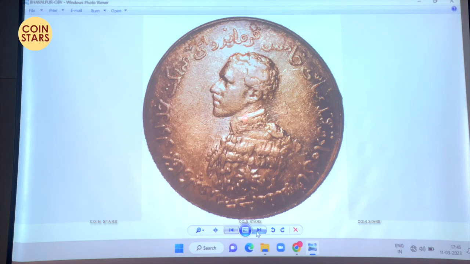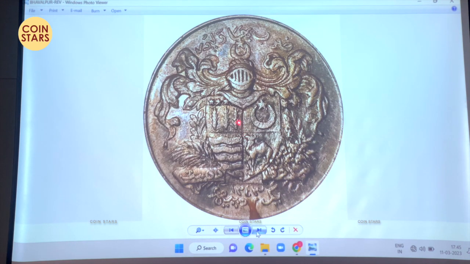ये है भावलपुर. Show the other side. Next. ये भावलपुर का है. ये क्या बोलते हैं, गेहूँ का छोड़ है. ये चांद तारा, he being a Muslim, that is a camel here. पूरा रेगिस्तान है और चांद तारा इधर ऊपर भी है. Next.